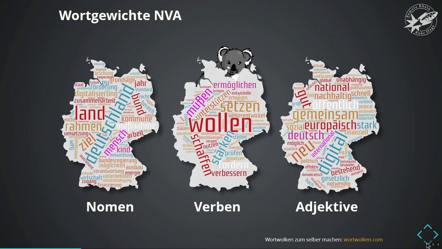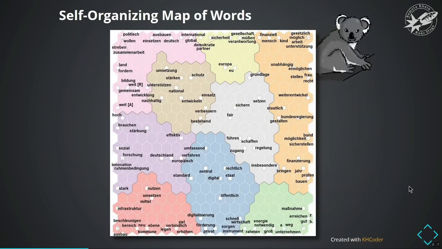What else can you do when you're counting words? So, in addition to the raw numbers, you can look at the relations between words. Some are quite close together, such as Europe and EU. For instance, national, strengthen, protection, which are grouped together here. Or here, to lead, to create, access, regulation, which is a small cluster here. So, based on these distances, you can also create graphs. Or you can show it in a so-called self-organizing map of words. We will look at this later on.